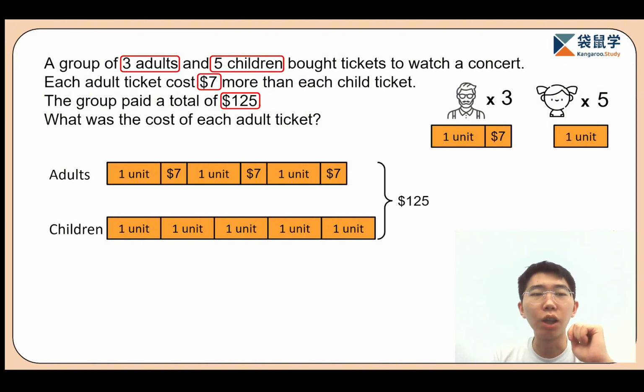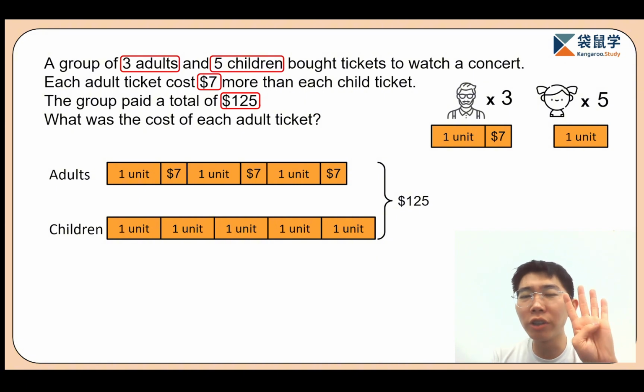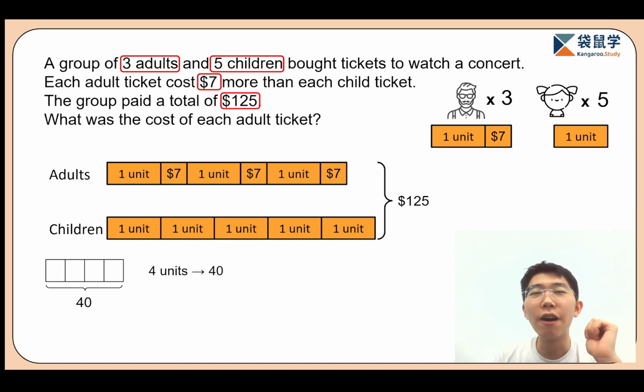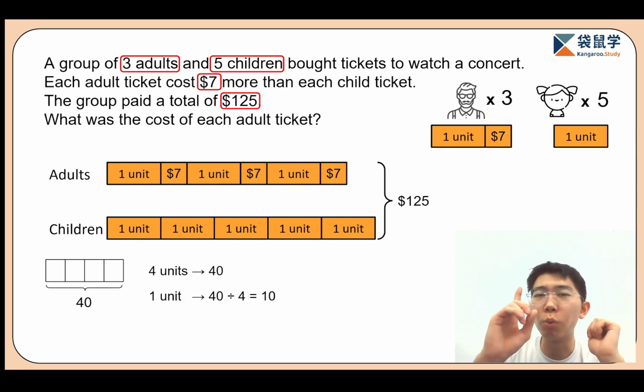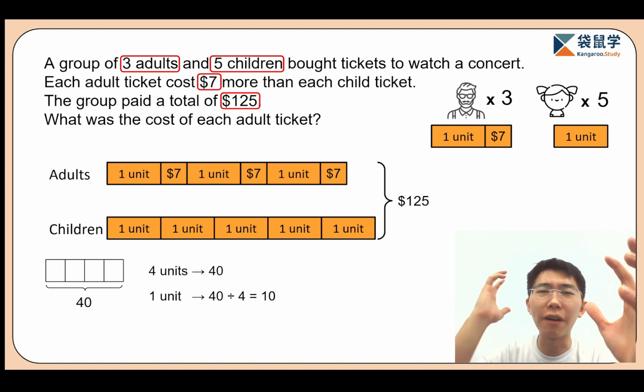Now the question is asking, what was the cost of each adult ticket? We know that the adult ticket consists of 1 unit and an extra $7. Now the only information we don't know is the value of 1 unit. How do we find out? Let's recall from last video again. When we are given 4 units to 40, how do we find out the value of 1 unit? We first write down 4 units to 40, and then we can use 40 divided by 4 to obtain the value of 1 unit. So that means to find out the value of 1 unit, we first try to locate the number of units and the corresponding value.